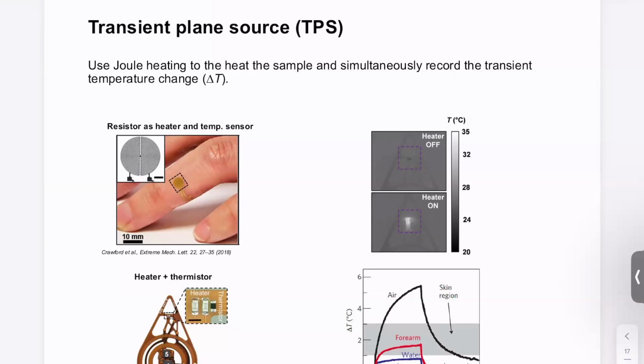So in TPS, you can use the kind of winding traces for temperature sensing. So you use the winding traces to generate heat because it's essentially a resistor, so you can generate heat. And it's also a temperature sensor, so you can generate heat and also measure temperature using the same RTD device. There's also another device that uses separate heaters and thermistors.